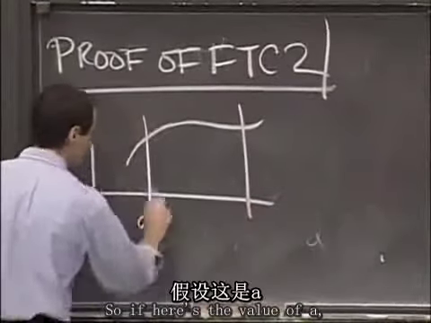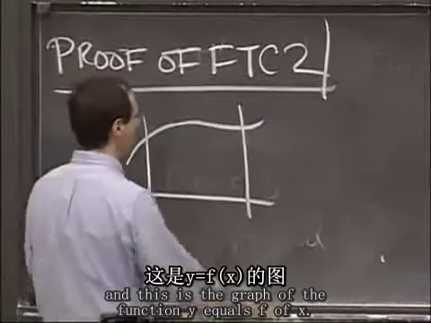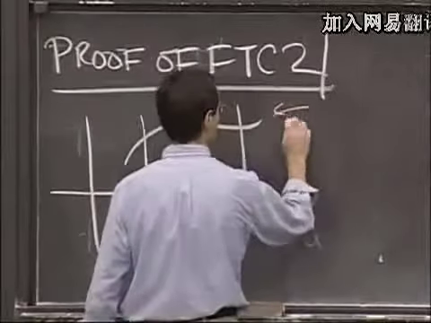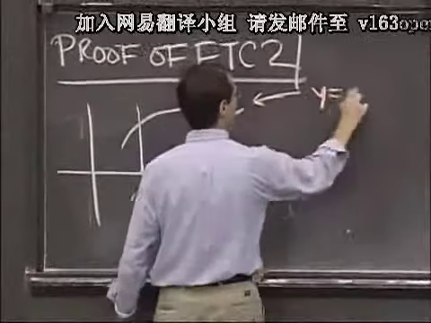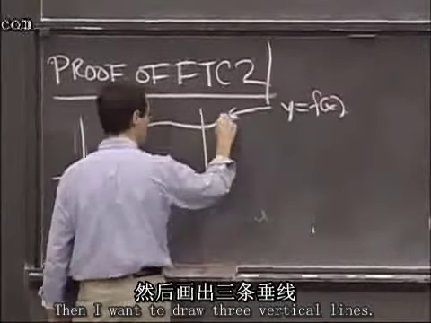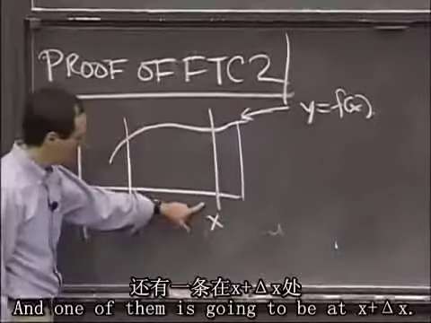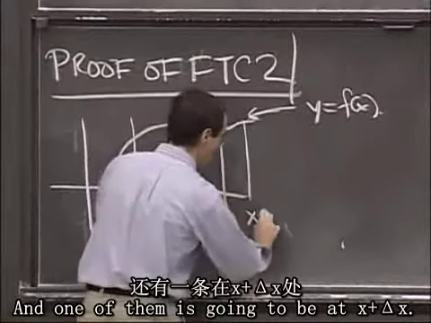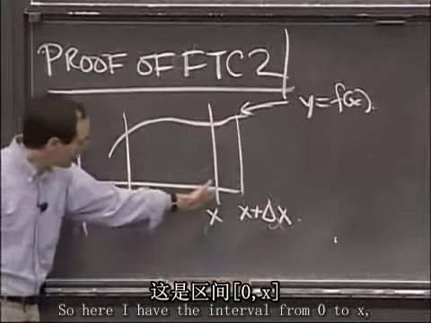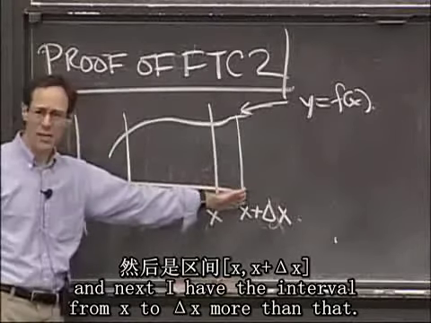So if here's the value of a, and this is the graph of the function y equals f of x, then I want to draw 3 vertical lines. One of them is going to be at x, and one of them is going to be at x plus delta x. So here I have the interval from 0 to x, and next I have the interval from x to x, delta x more than that.